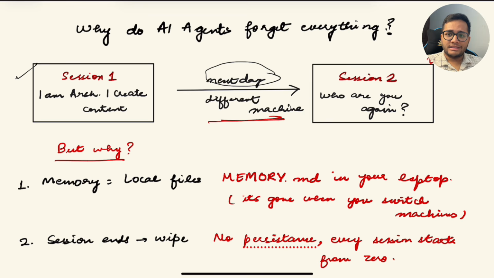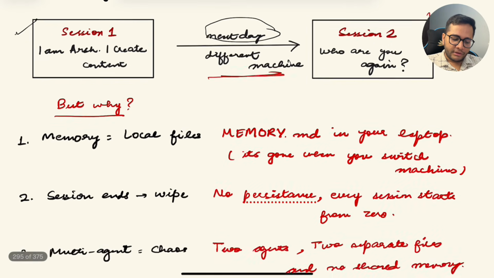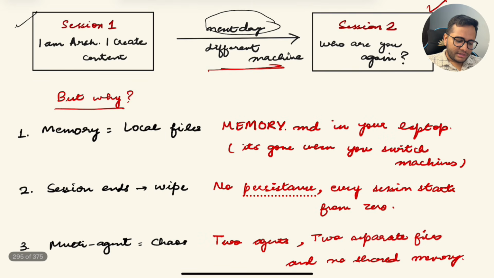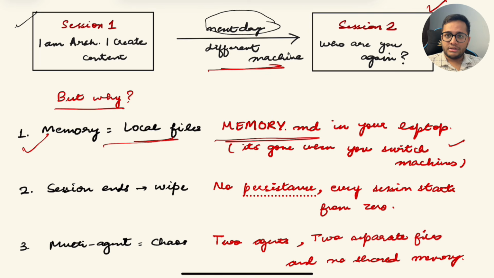So it has the memory layer which is stored in the local storage, and it might not travel with the machine, or it might not move from one session context to another session context, or it might not perform between different agents. So generally why this happens, because as I've already told you, memory is stored in local files. There's memory.md in your laptop. It's gone when you switch machines. We don't want that. Second, when the session ends, we wipe it off. There's no persistence. Every session starts from 0.